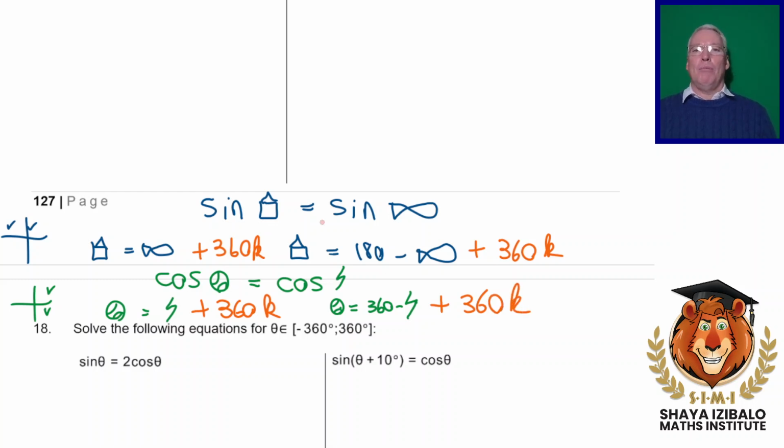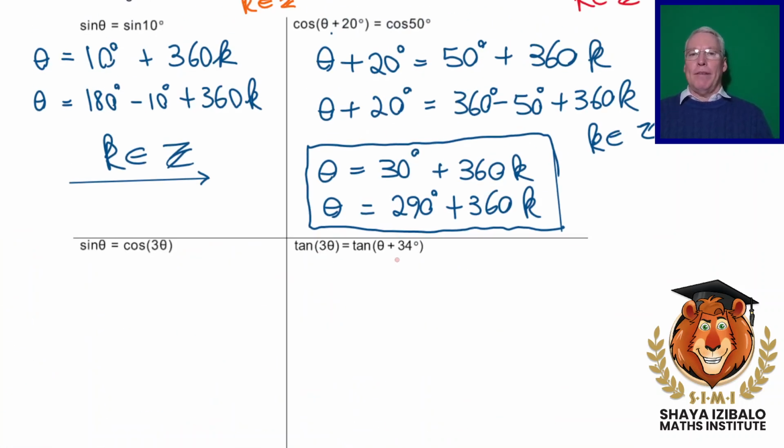Okay, now we're going to pause the video. Remember that if we've got tan of something equal to tan of something, really straightforward. We just put the angles equal and we add 180k. All right, pause the video and try these two at the bottom of page 127, and then we'll go over them.